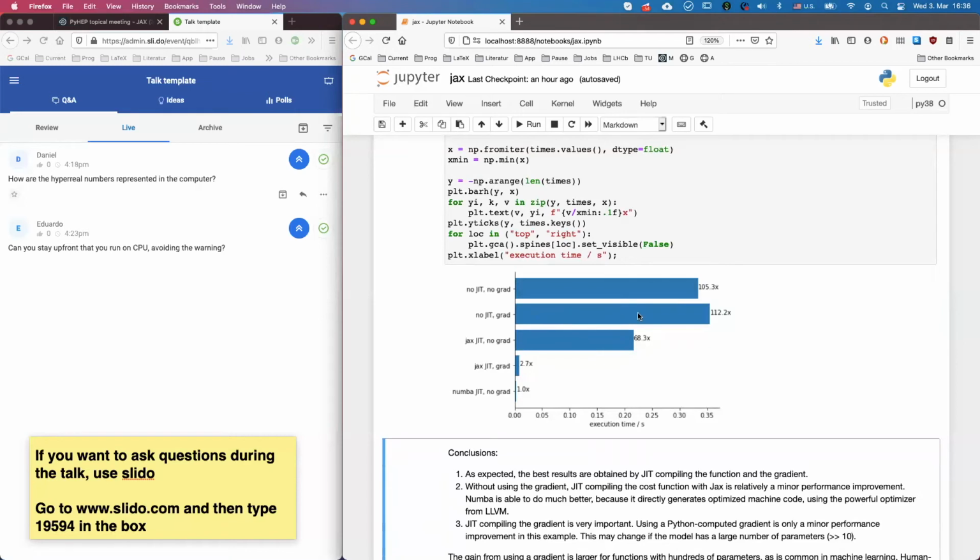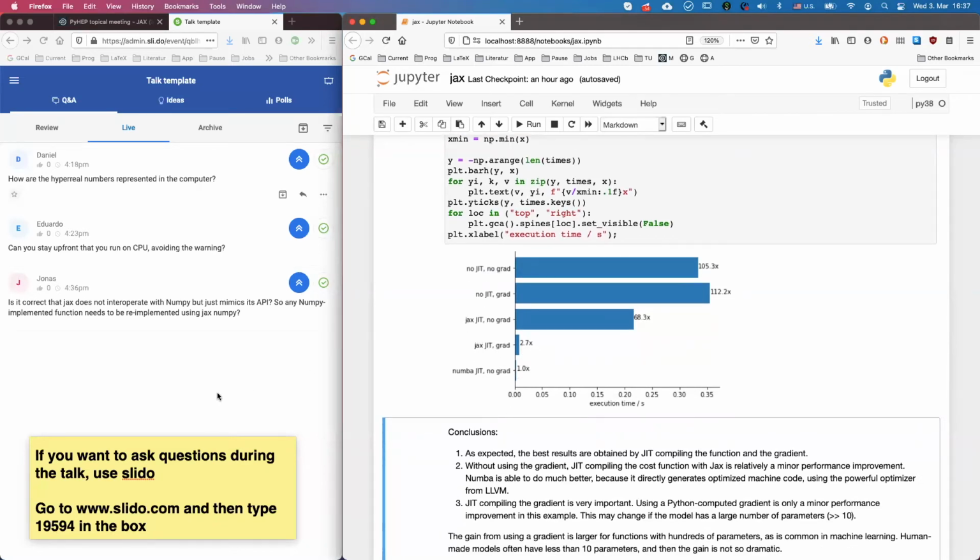If you don't JIT compile at all and you compute this with the gradient, it's actually slower. The reason is that this gradient computation, even with automatic differentiation, is quite costly. You really need the JIT compiler to simplify that computation and join it together, and then it's going to be fast. So bottom line, if you compute the gradient and want high performance, always also JIT compile that.